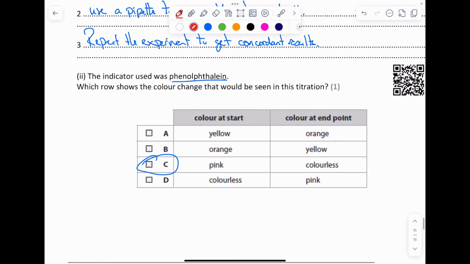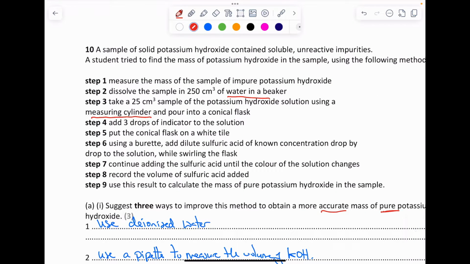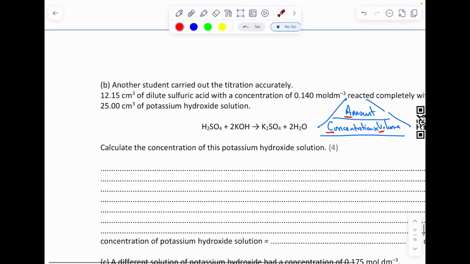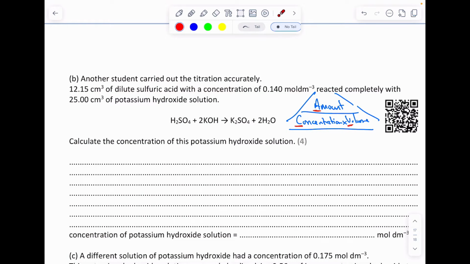Okay, the next one, the indicator was phenolphthalein. Which row shows the change in color? So phenolphthalein at the beginning, if we just check up here, at the beginning, it's going to be put into an alkali. So in alkalis, phenolphthalein is pink, and it's then going to become colorless as the solution becomes more acidic. Okay, next one. This is a calculation of a titration.